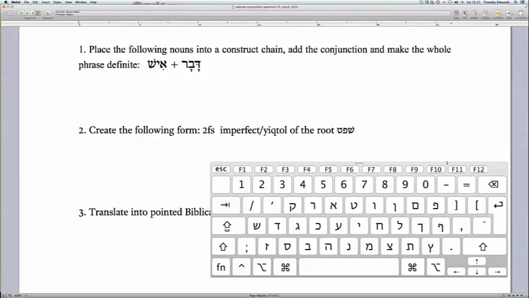So the first question is, place the following nouns into a construct chain, add the conjunction, and make the whole phrase definite.